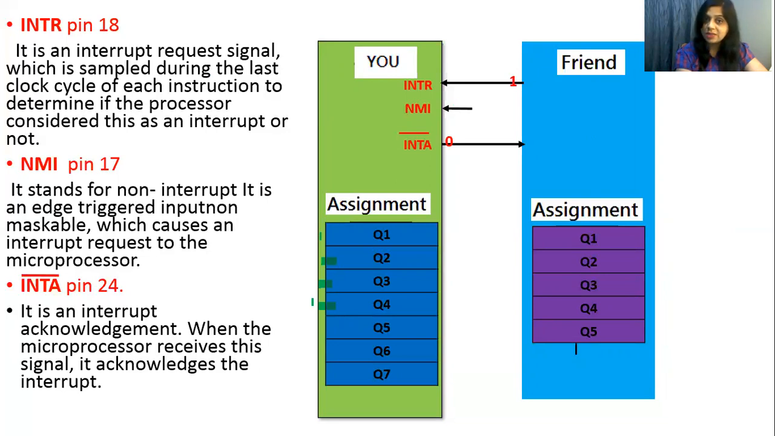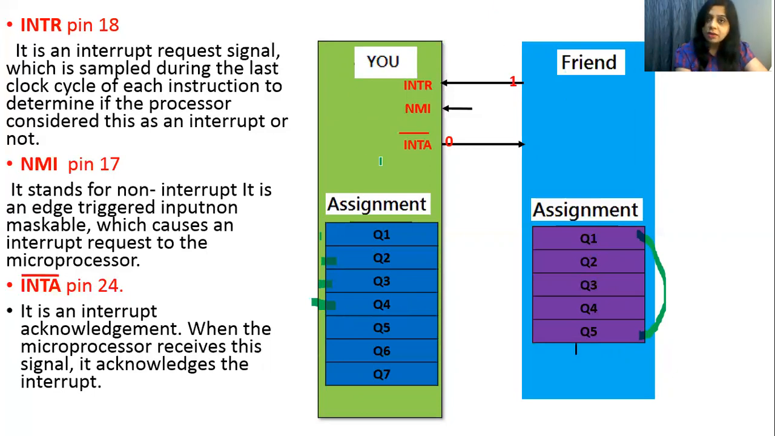You are solving your assignment, you are at question number 4. So your friend will give you a call on the mobile and he will interrupt you. Why is he interrupting you? He will ask you to solve this assignment for him. Why will he ask you to solve this assignment for him? Because he is not intelligent and he is not able to solve this assignment. But you are intelligent, you can solve this. So he will request you.